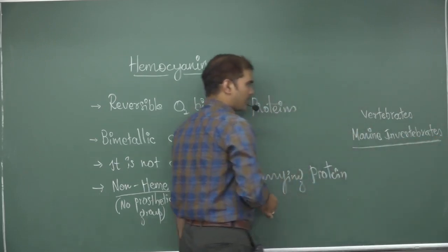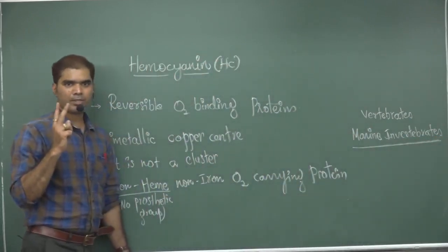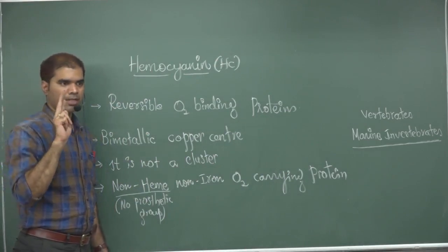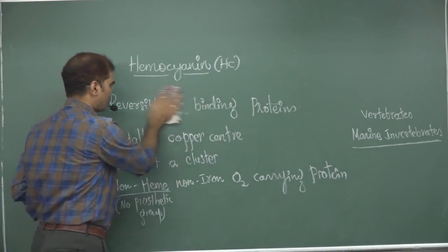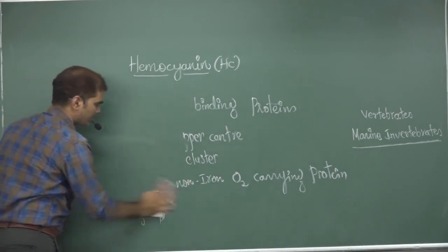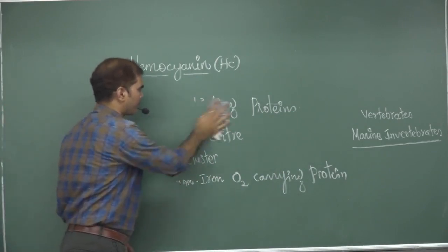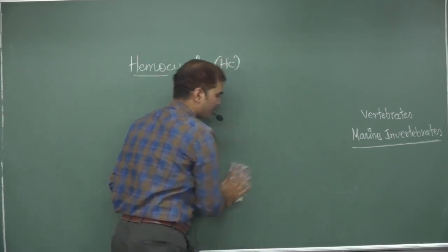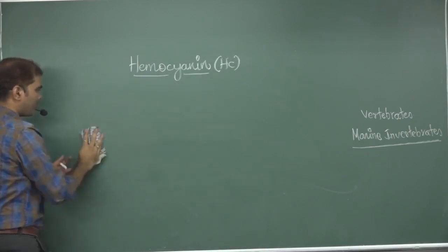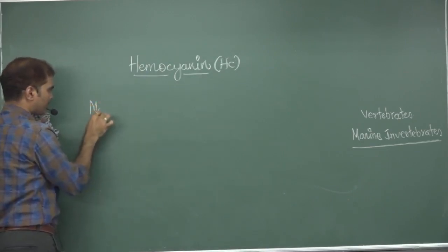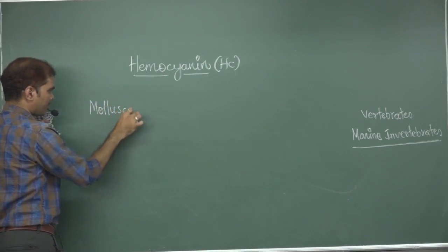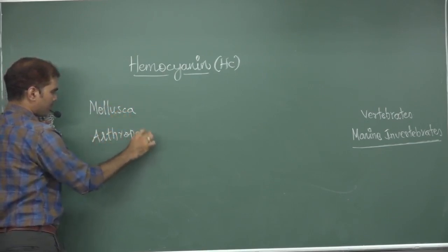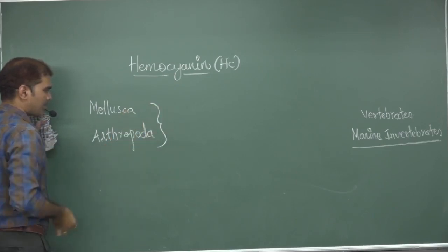Hemocyanin, we say that it is found exclusively in two phyla. Exclusively. You don't find it in any other organism. Phyla means a group of organisms. It is just a classification of the animal kingdom. We call it phyla. It is found exclusively in two phyla. These two are mollusca and arthropoda. You may just write down this point.